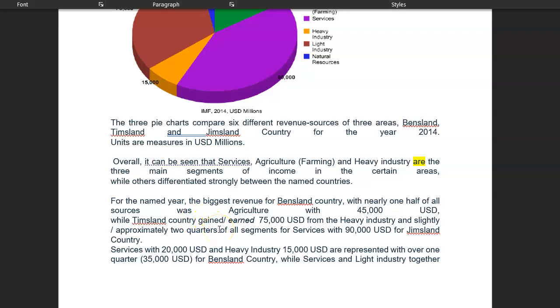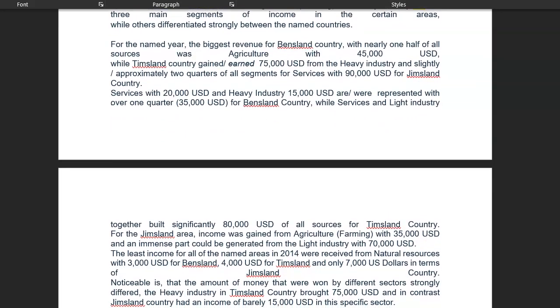Approximately 2/4 of all segments for services. Oh, I see what you mean. You got them together. Yeah, okay, approximately. Yeah, good. So that's okay. Services. Okay, and then were represented there. Over 1/4. Yeah. Light industry.